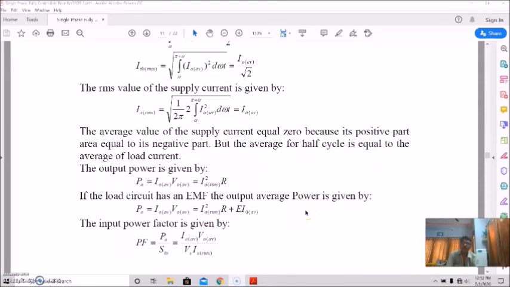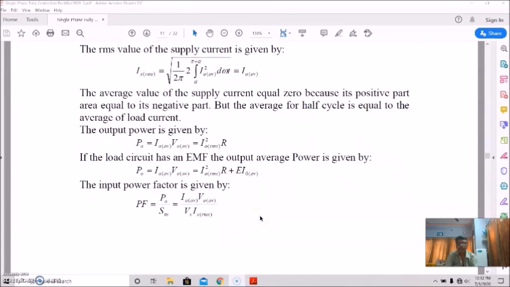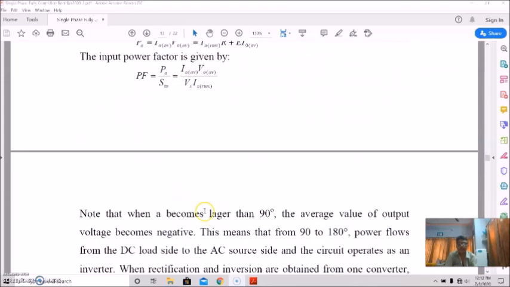The output power is given by this. So this is the RMS value of the output current squared into R, and if the load current has an EMF, the output average power is given by like this, plus E into I0 average. So the input power factor is given by this. So this will give you the input power factor.